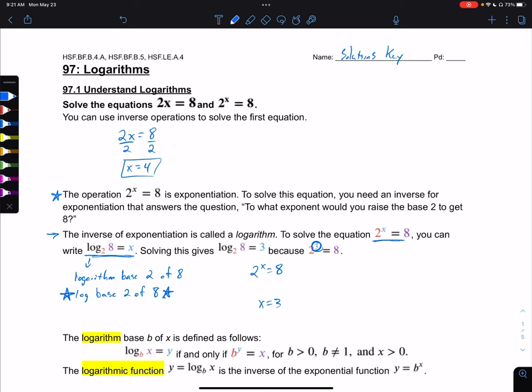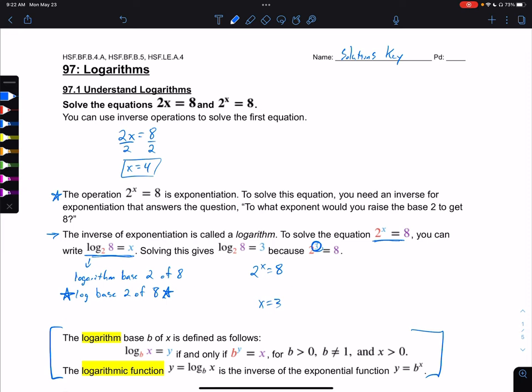I'm going to end this on a shorter video. You're undoing operations, right? The first example, you use division to undo multiplication. The idea and what you want to take away from this video is that you use logarithms to undo exponentiation. Okay, they're undoing operations.